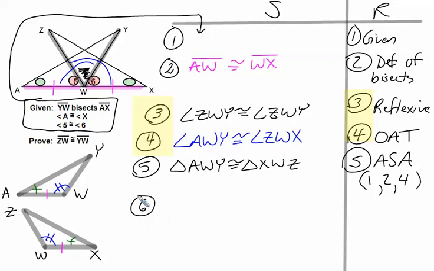Now that we know those 2 triangles are congruent, it should make sense to us that ZW, the last 2 letters, are congruent to YW, the last 2 letters. Please name it as you are asked to name it. ZW is congruent to YW. Make sure the segment bar is on top.